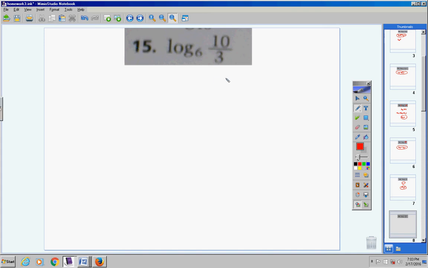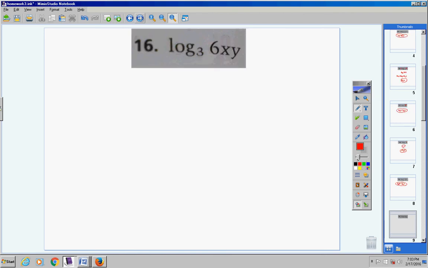Notice on number 15 we have an argument that's dividing. Now how many things are we dividing? 2. So I'm going to put 2 logarithms. Both of them will have a base 6. Now the 10 would go here. The 3 would go here. Because they're dividing, we'd subtract. And we are done. Nothing more we can do there. Alright, moving on to number 16.